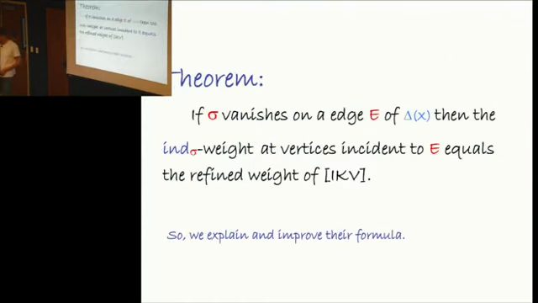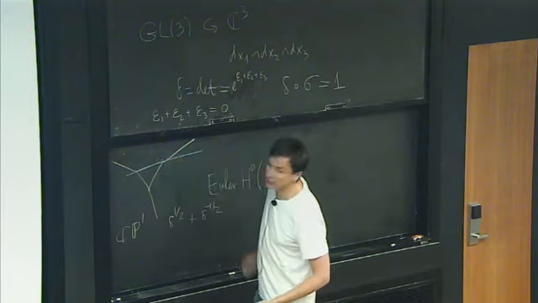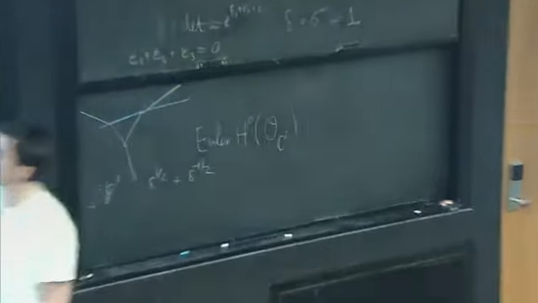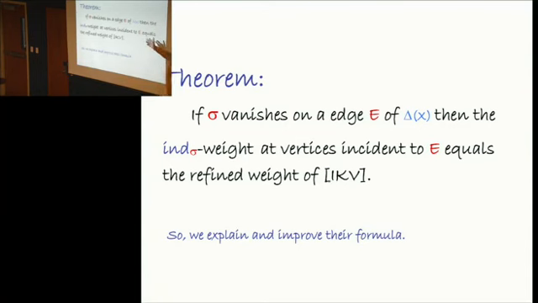But there's a theorem. I'm not going to bother you with what this index is in general, but it is the case that if my covector vanishes on an edge, so in the plane of my picture I have edges and I have a covector, and the covector is such that it vanishes on an edge, then it's a theorem that our index weight equals the Iqbal Kozcaz Vafa weight.